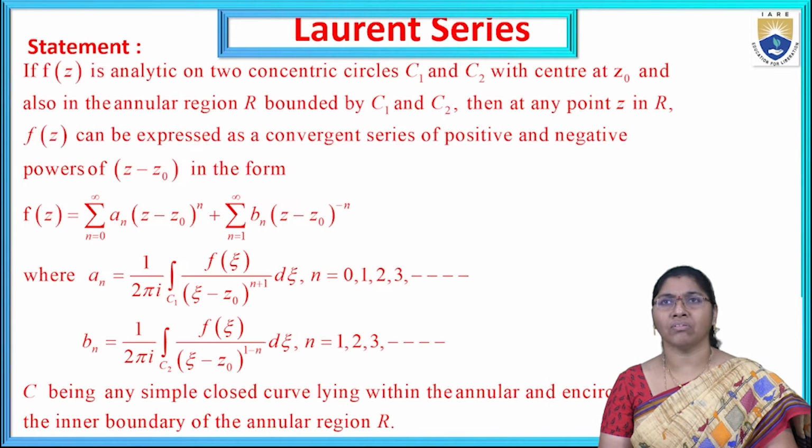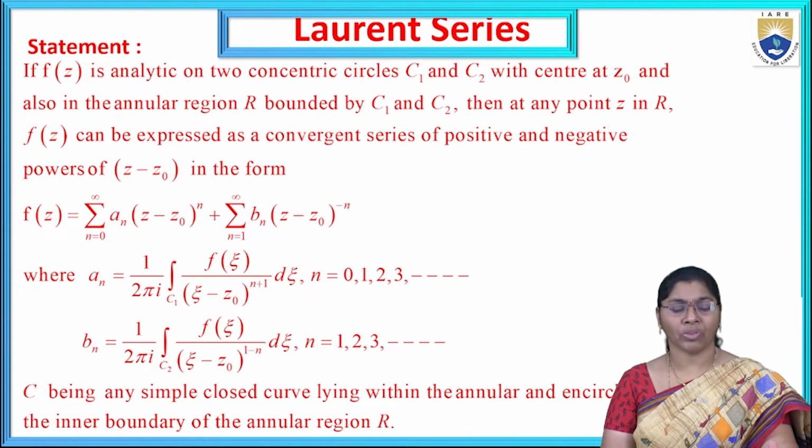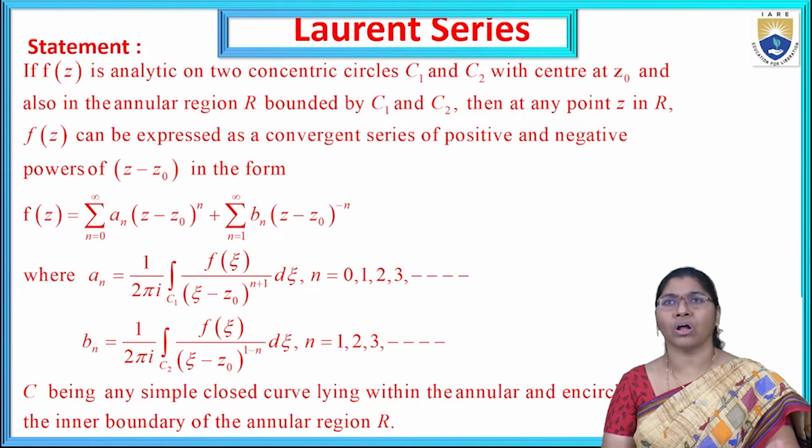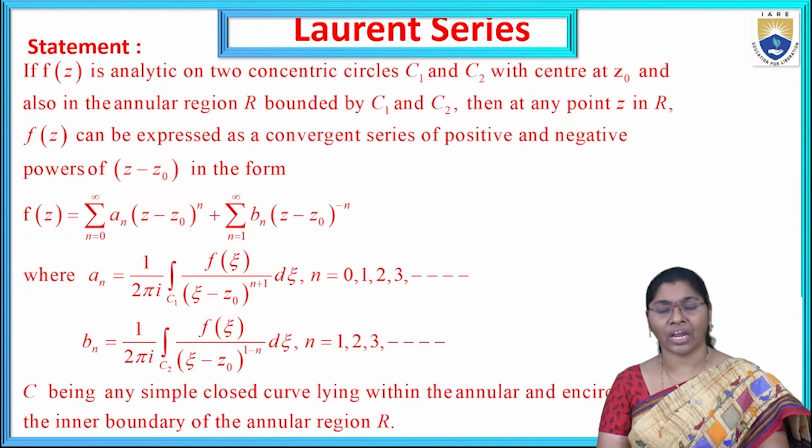Now the next method is Laurent series expansion. The proof of the Laurent series expansion statement was completed in an earlier section, but we are just discussing the statement, and then we can move to the problems. If f of z is analytic on two concentric circles C1 and C2 with center at z0, and also in the annular region R bounded by C1 and C2, then at any point z in R, f of z can be expressed as a convergent series of positive and negative powers of z minus z0 in the form f of z equal to, here two terms are there, an and bn. This is the complete expansion of the Laurent series.